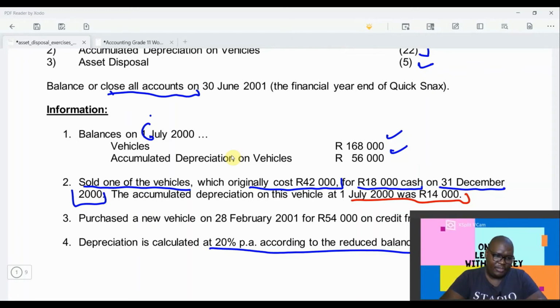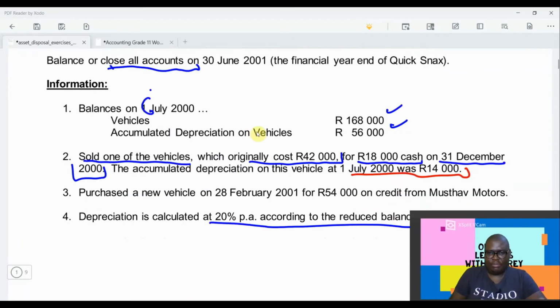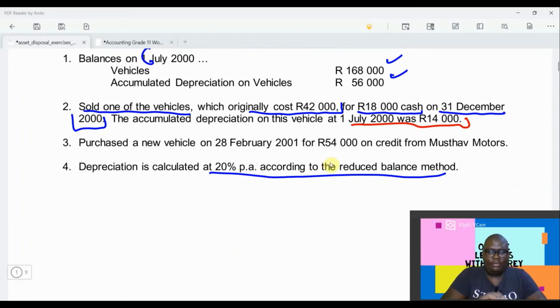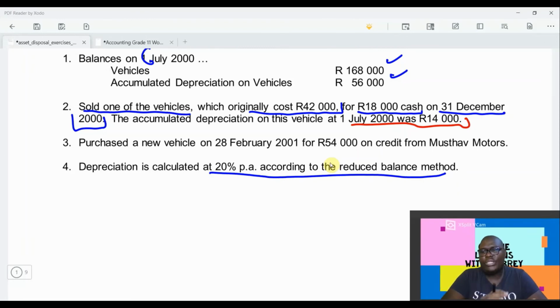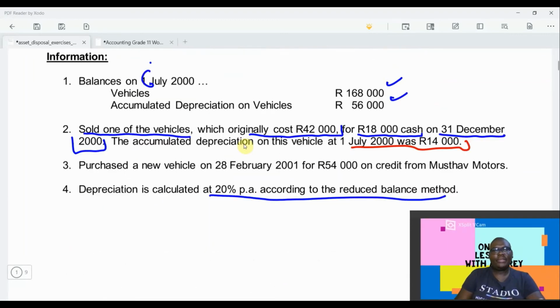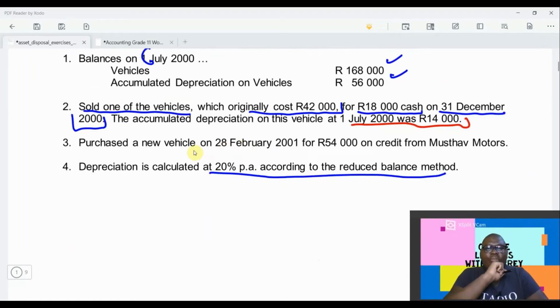Now accumulated depreciation 56,000 minus the accumulated depreciation of the sold vehicle, which is 14,000, so we are left with 42,000. So 126,000 minus 42,000 is equal to 84,000, multiplied by 20% gives us 16,800. Which means that our depreciation for the old vehicles is correct. Okay, so now we have to check the depreciation of the new one.